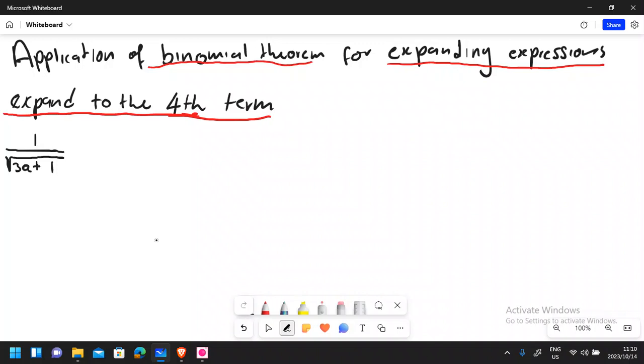Today on this video we'll be expanding the following expression that you see there underneath using binomial theorem. The expression is 1 over root 3a plus 1. As you can see, we have fractions there, guys. I've made videos on other expressions that we managed to expand using the theorem, and there was no fraction there.